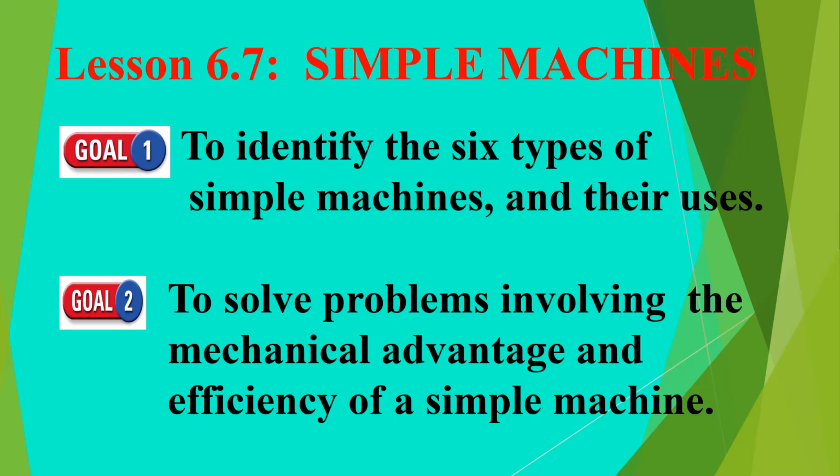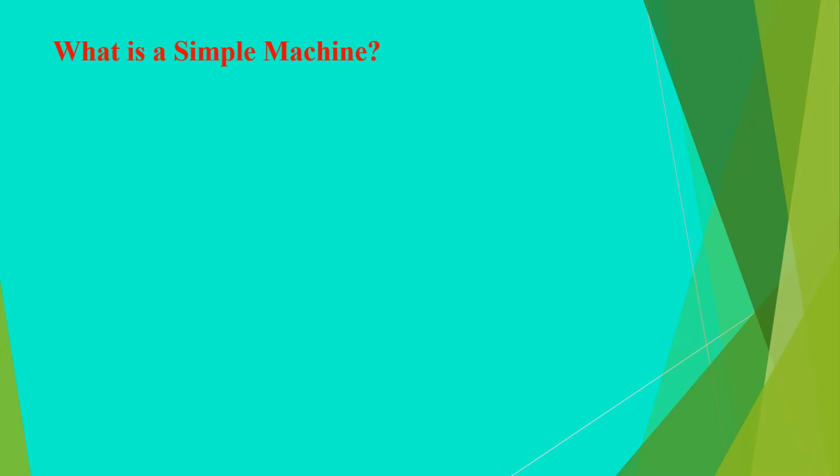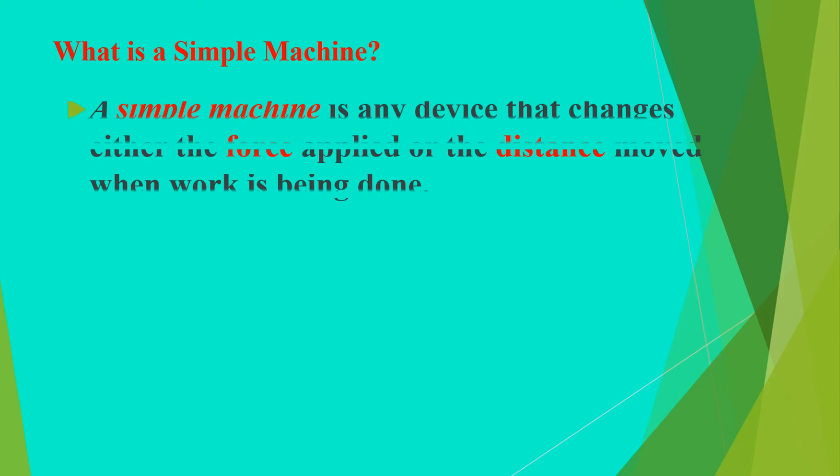Our lesson 6.7 has the following goals: to identify the 6 types of simple machines and their uses, to solve problems involving the mechanical advantage and efficiency of a simple machine. What is a simple machine?